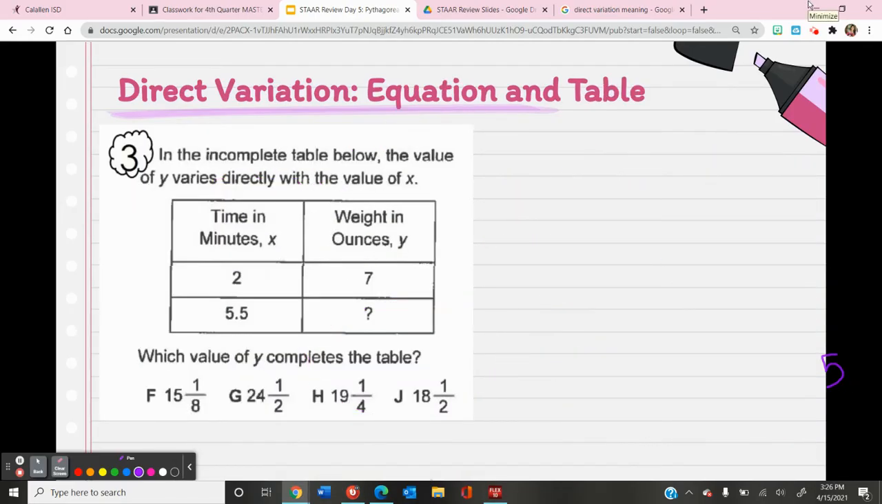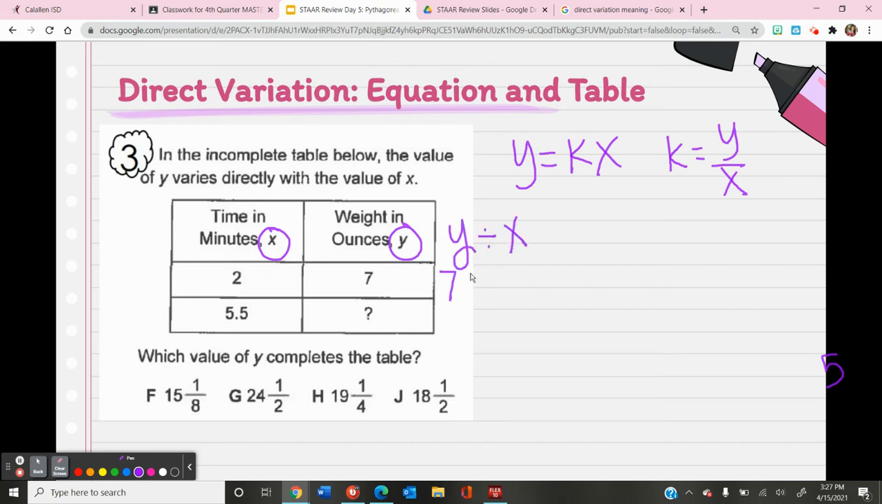So here it says, in the incomplete table below, the value of y varies directly with the value of x. Which value of y completes the table? So again, our equation was y equals kx, and to find our constant of proportionality, to find what we are multiplying x by to get our y value, we can simply do k equals y divided by x. So here we have our x values, and here we have our y values. And again, we are doing y divided by x. So our y value is 7, and we're dividing this by our x value, which is 2. And 7 divided by 2 equals 3.5.